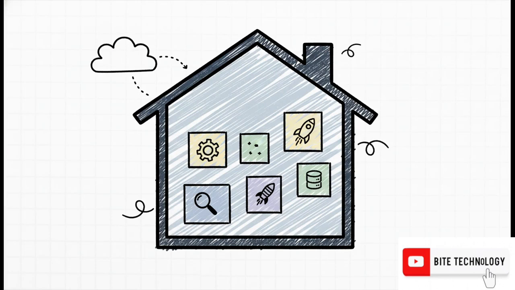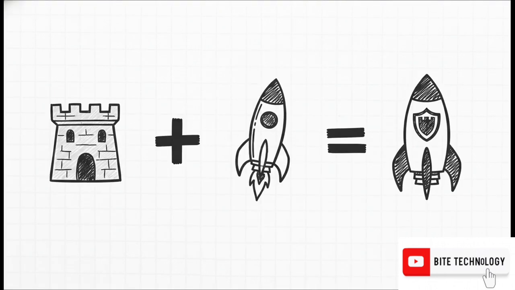The winning strategy, it turns out, isn't to pick one over the other, but to combine them. The most common setup you'll find today is a big, secure virtual machine acting as the house, and then inside that house, you run lots of small, lightweight containers as the rooms. This hybrid approach really gives you the absolute best of both worlds.